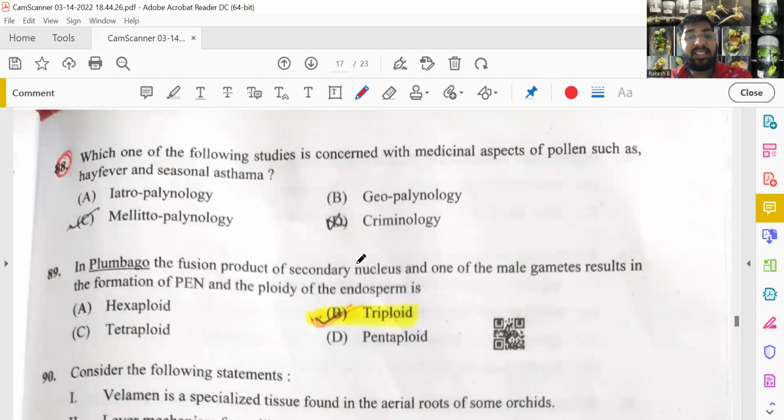Which one of the following studies is concerned with the medicinal aspects of pollen grains, such as hay fever and seasonal asthma? The study of pollen grains is called Palynology. Based on that, I eliminated criminology. Criminology will never come over here.